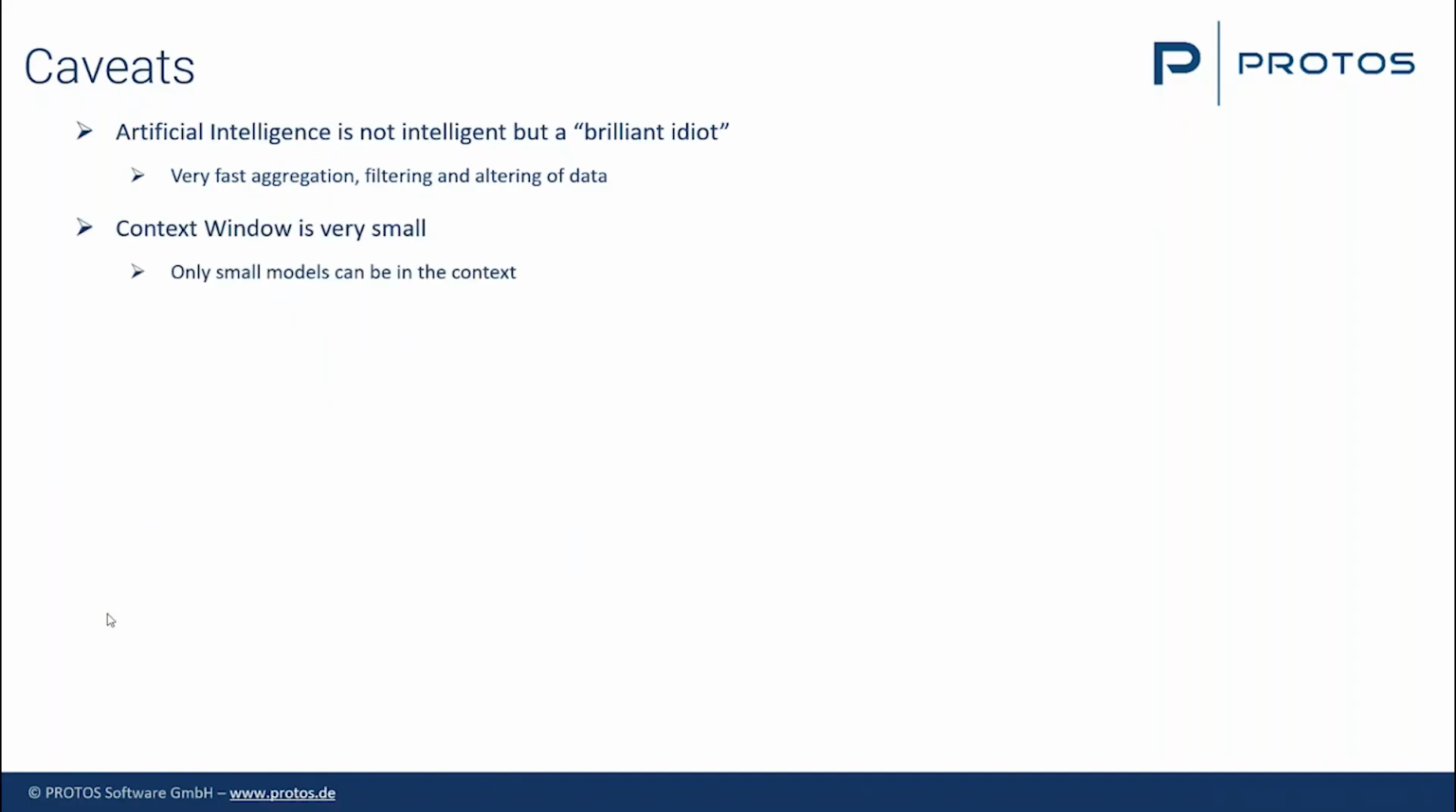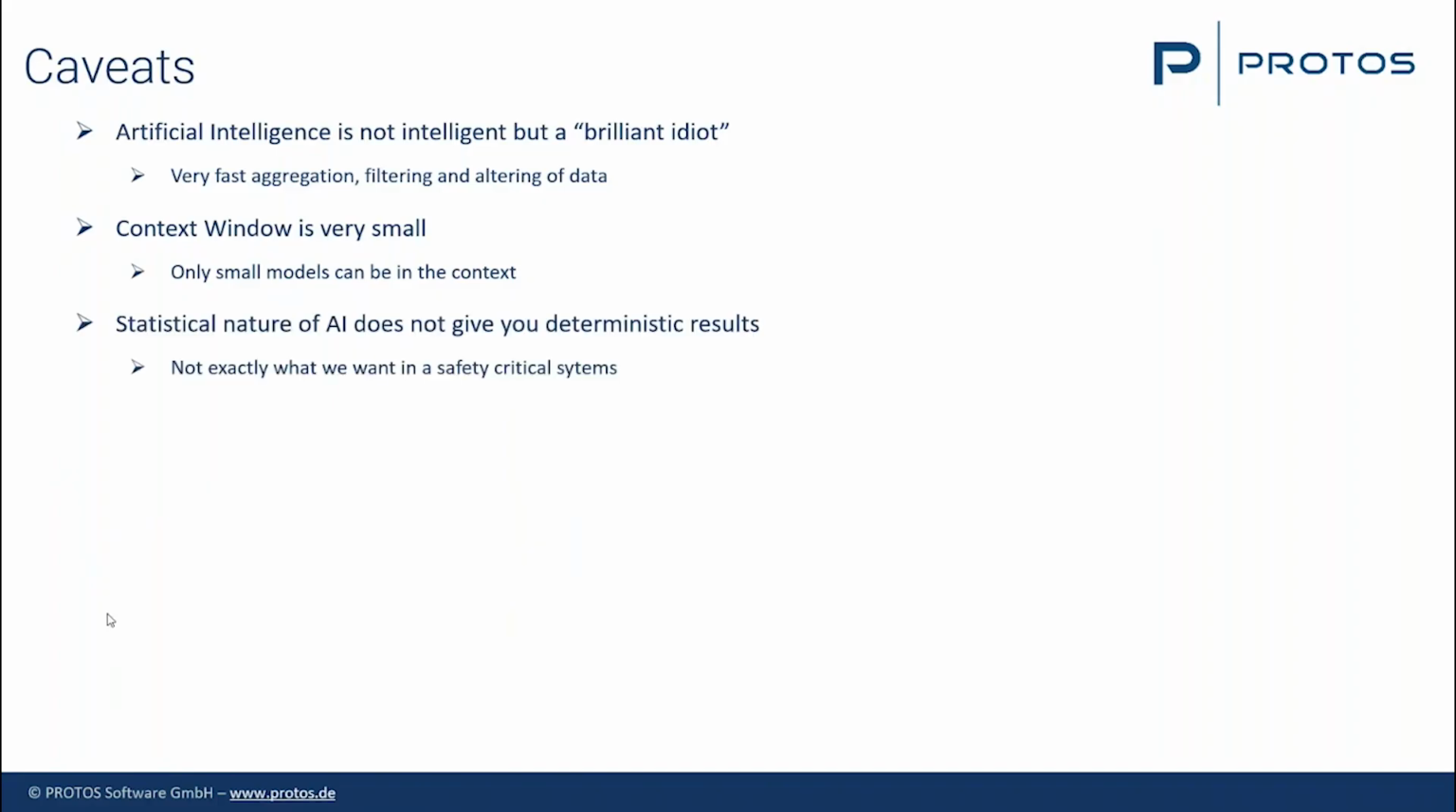Another problem, especially for more complex problems, is that the context window is very small. If you give it a very big context window, usually this doesn't work, or you run out of computing power or space or whatever. So only small models can be in the context, at least with an affordable budget. So that's a problem for more complex situations.